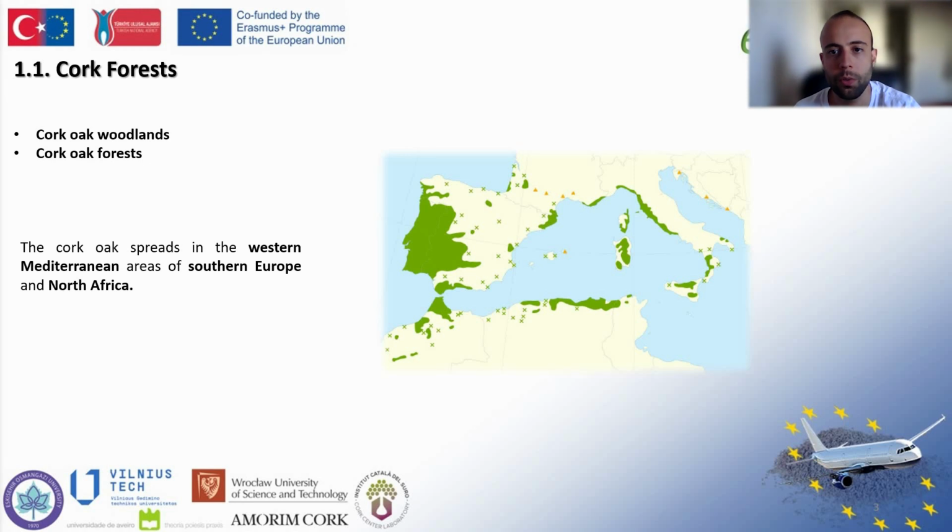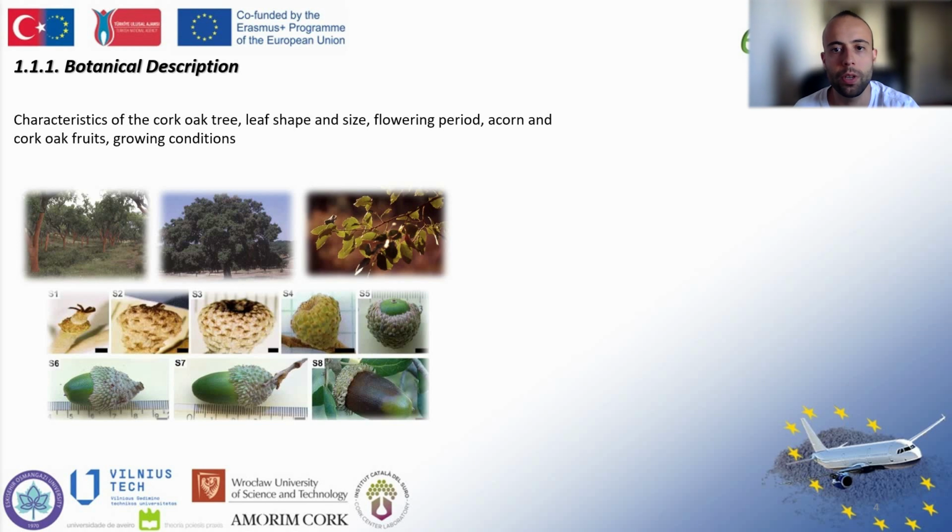As an introduction, we will learn about the two existing types of cork oak agroforestry systems, cork oak woodlands and cork oak forests, and see that they are found in southern Europe and North Africa, in areas with Mediterranean climates and poor soil. The cork oak has over 40 variants grouped into 4 categories.